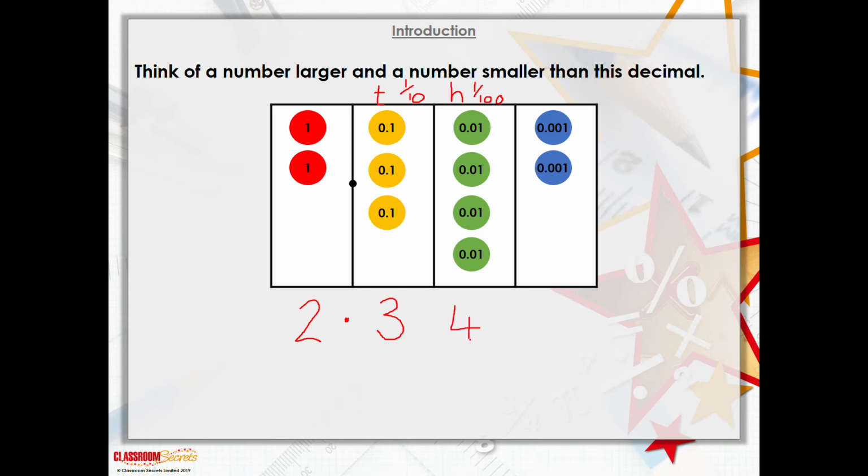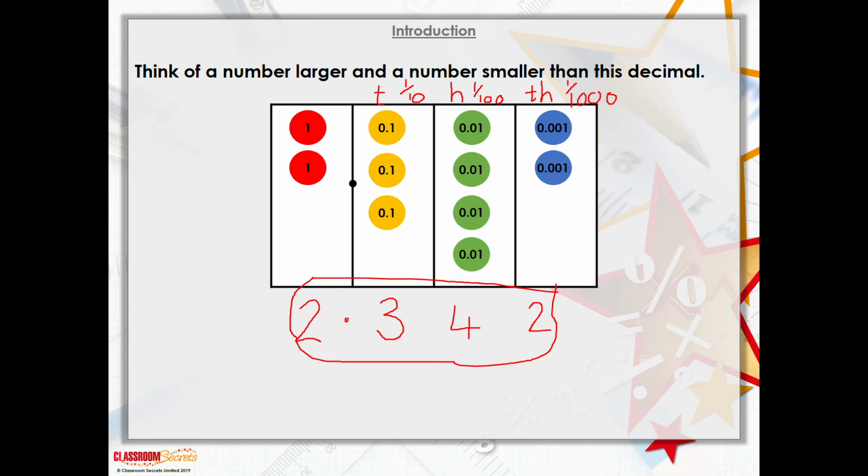And then finally, can you remember what this column is? It is the thousandths column. There's the thousandths, or a small t and a small h. How many thousandths do we have? Two. So the number, the place value counters show me the number 2.342. Now the question was, think of a number larger and a number smaller than this decimal.